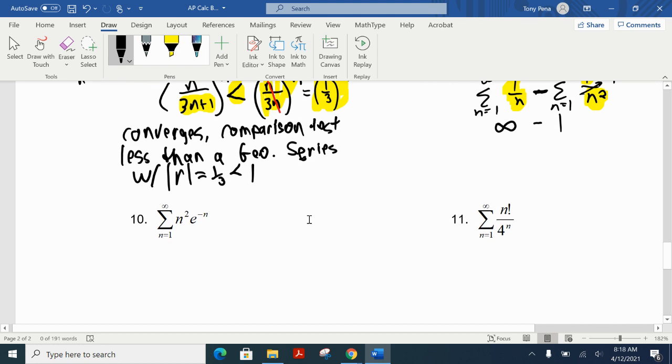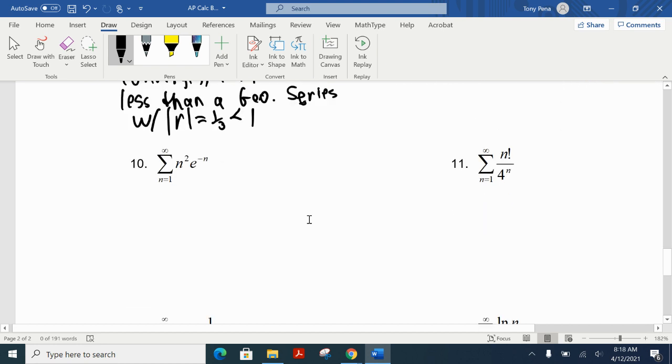Number 10. This one is on your previous set of notes, but if I had to guess based upon timing, we're probably not going to get to that one. So this will be the first one that we would do here. On the set of notes, I ask you to integrate that. You can still do that, but if I remember correctly, the ratio test also works nicely here.